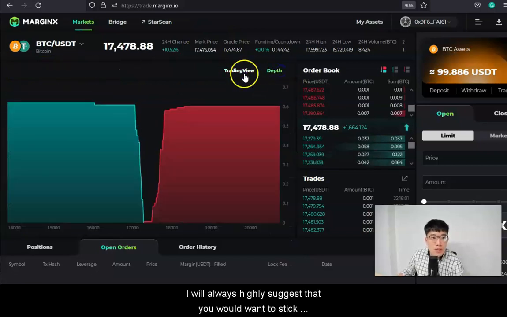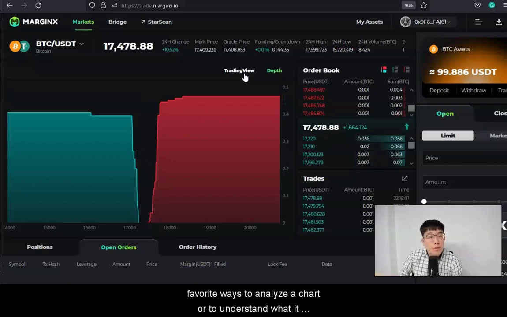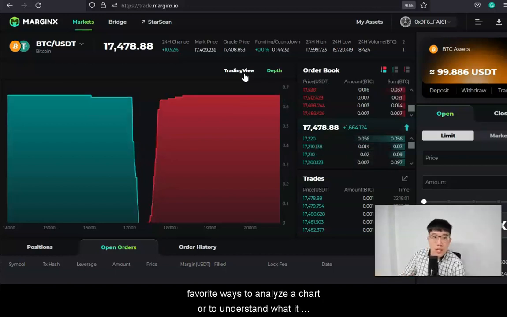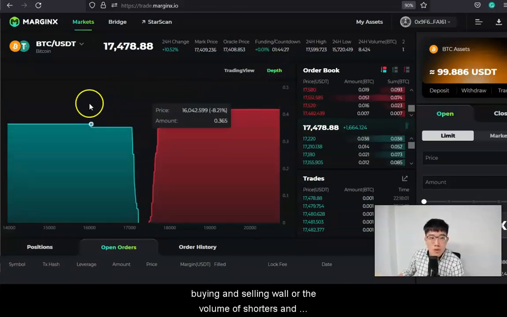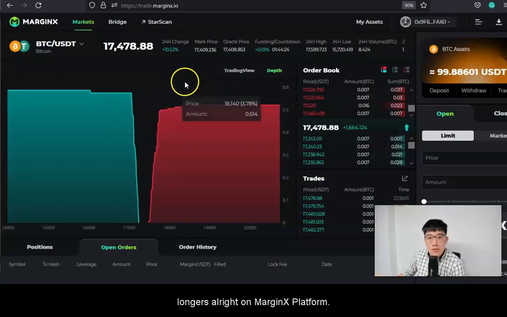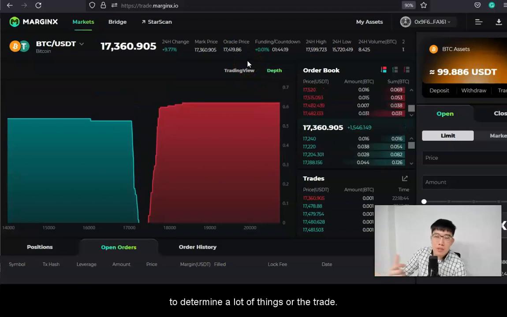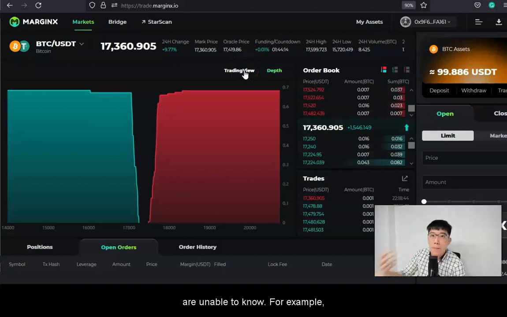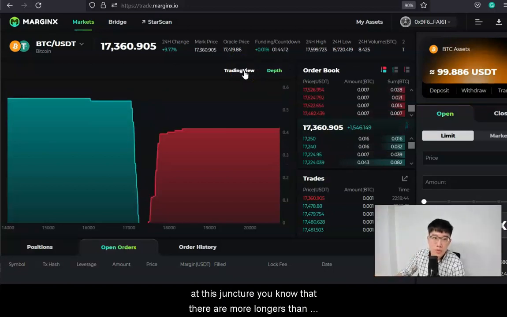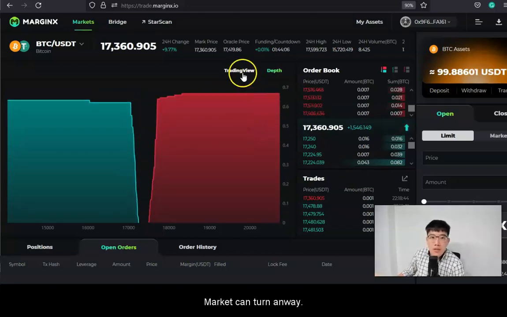Now, I will always highly suggest that you stick to TradingView mode so that you're able to see the candlesticks, right? Candlestick is one of my favorite ways to analyze a chart or to understand what it actually means. Okay, so depth actually means the buying and selling wall, or the volume of shorters and longers, on the MarginX platform. Usually you can't really use the depth to determine a lot of things or the trade per se, because it's perpetual and it happens so quickly. For example, at this juncture you know that there are more longers than shorters, but who knows, right? The market can turn anyway.